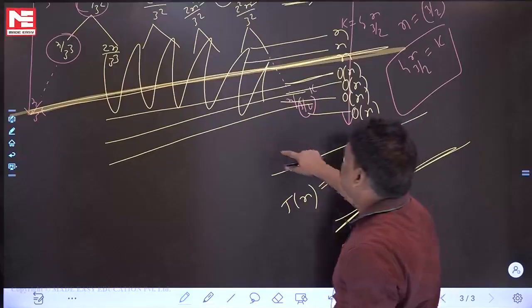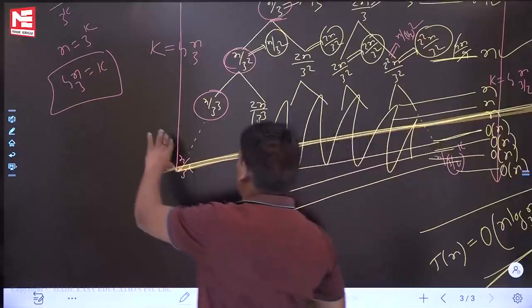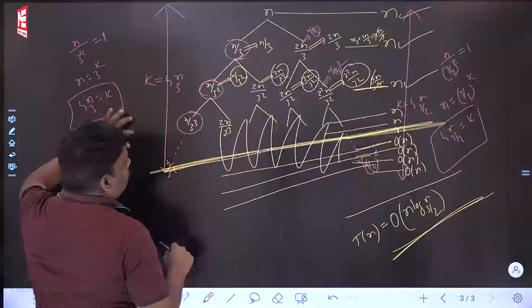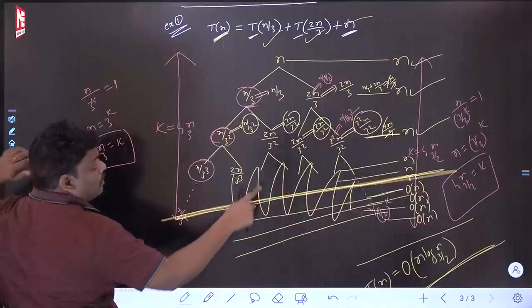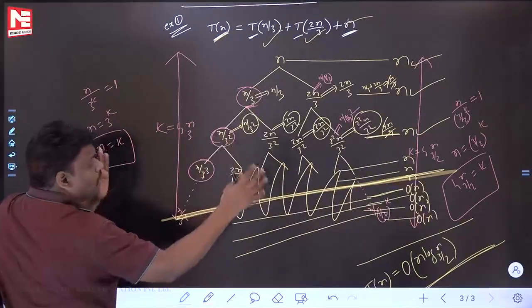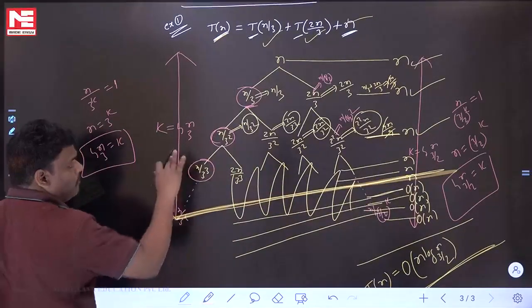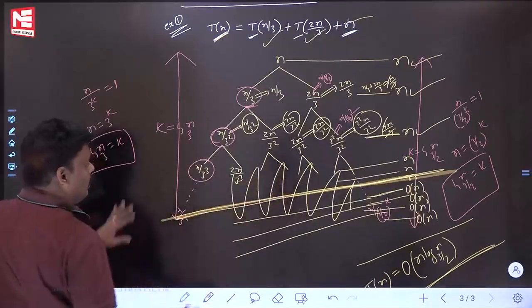Now see one more interesting line. Can you help me now? Left height is log n base 3, right height is log n base 3 by 2. Can you say which of left and right is bigger? Right is bigger, left is smaller.